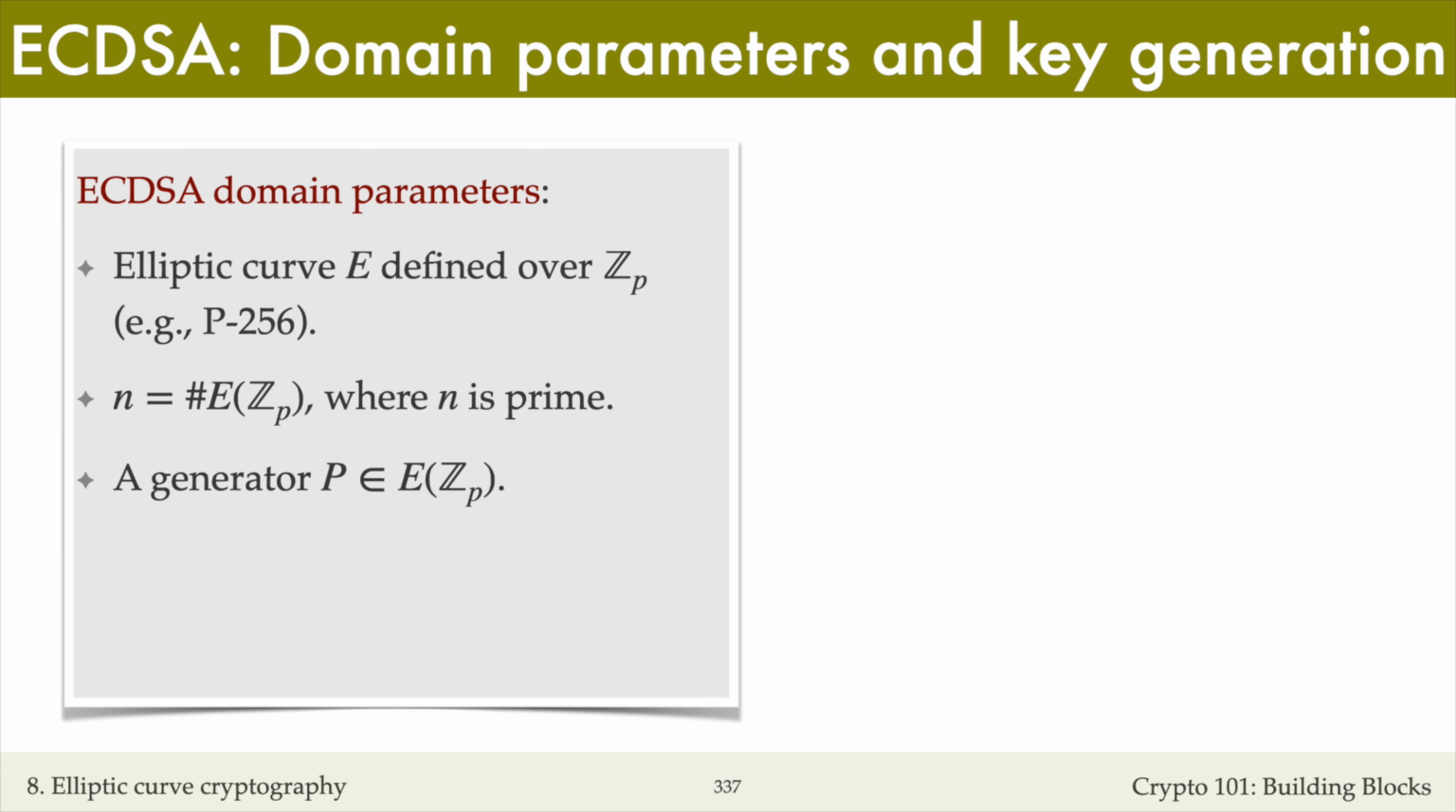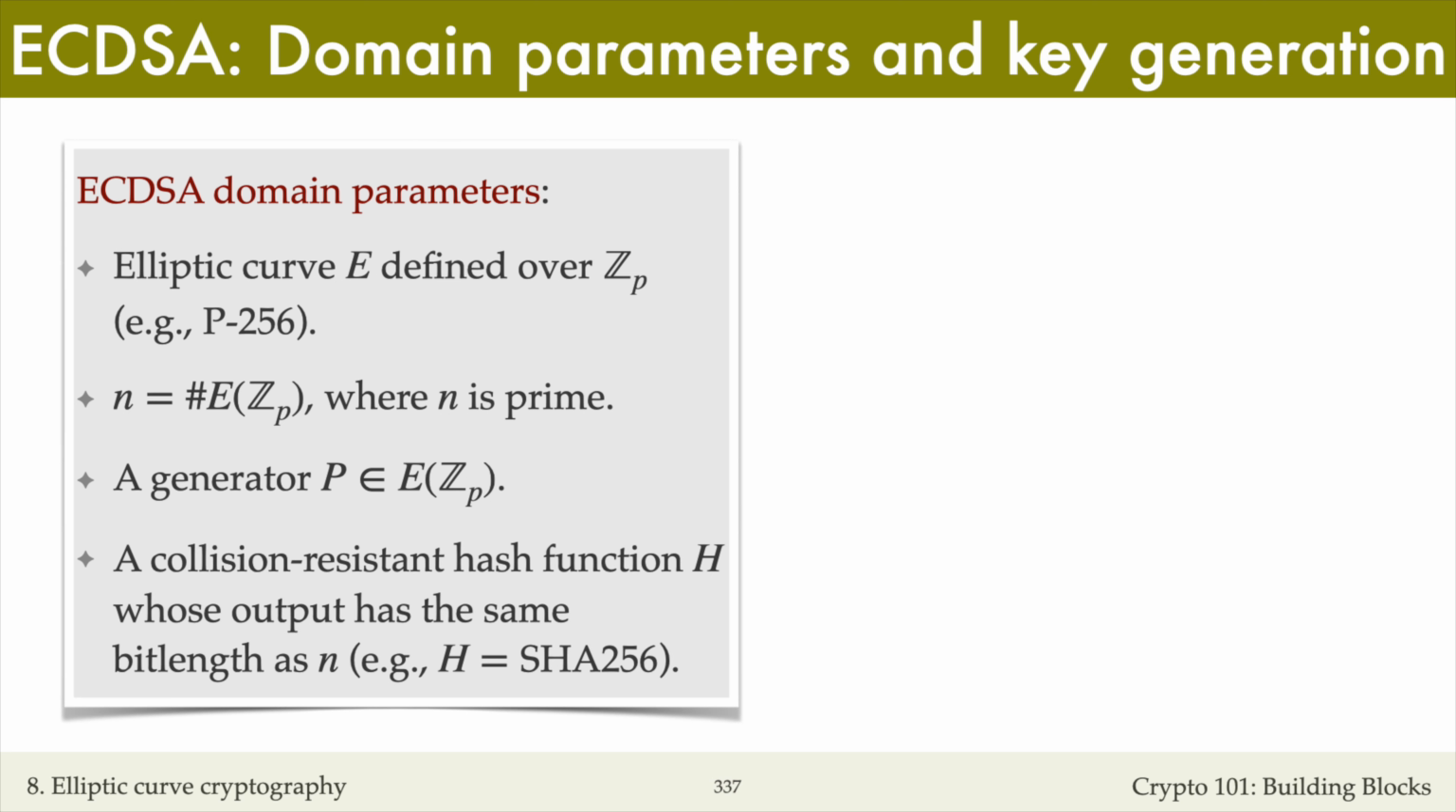A generator point P on the elliptic curve. This can be any point except the point at infinity. And a collision-resistant hash function h. For the sake of concreteness, we'll take it to be SHA-256.